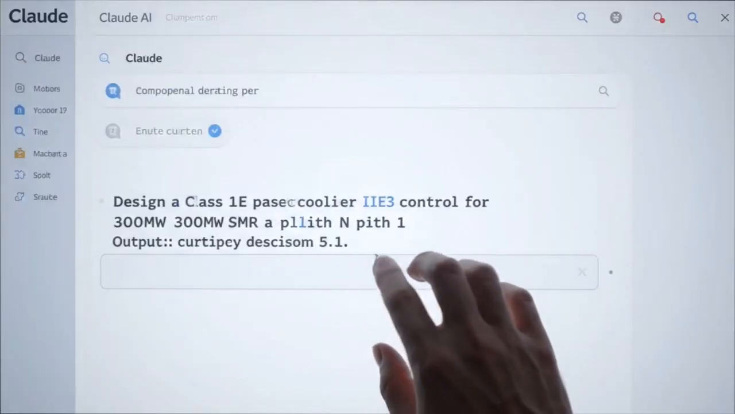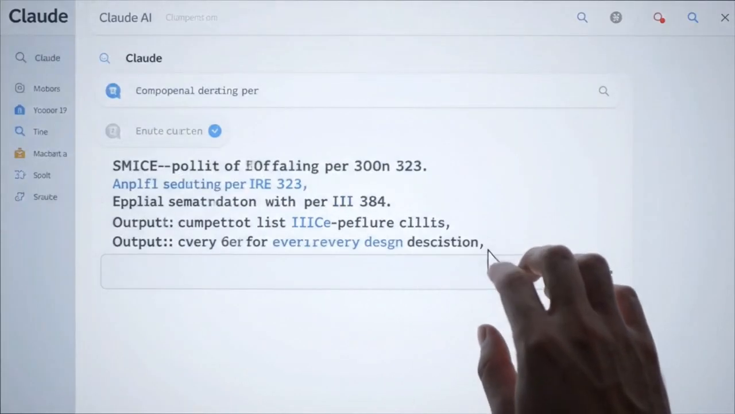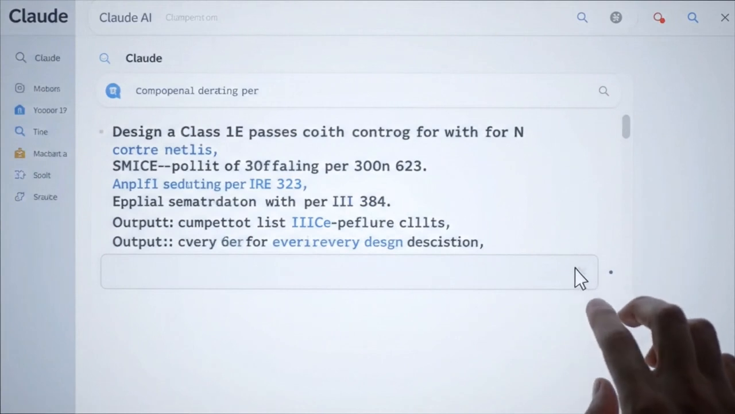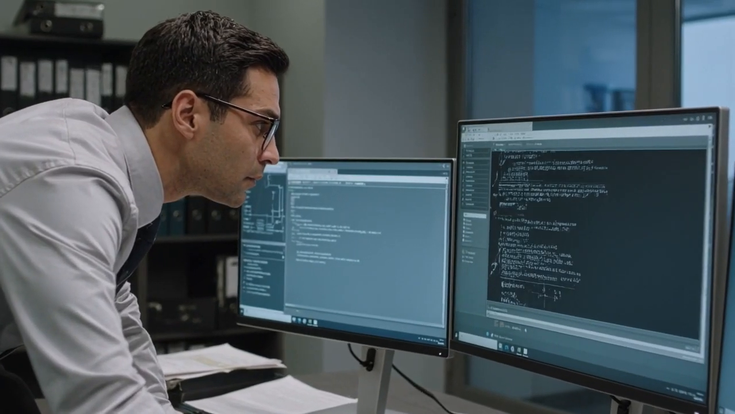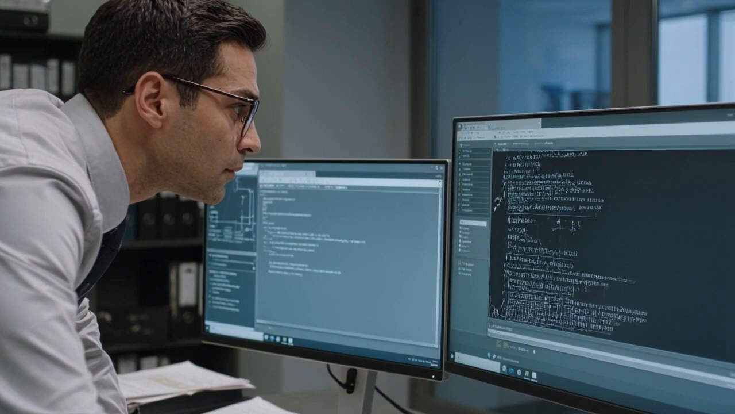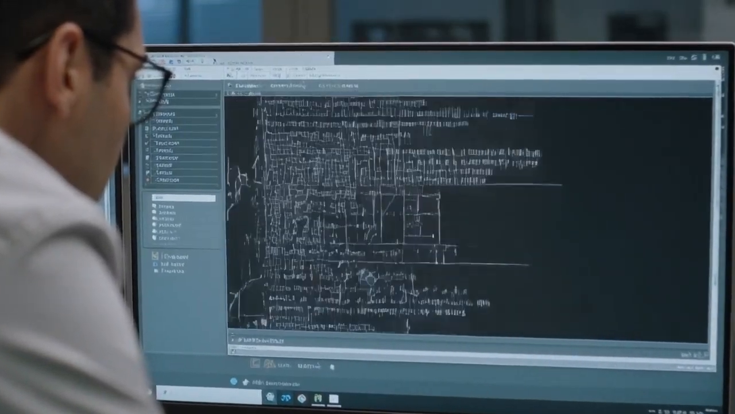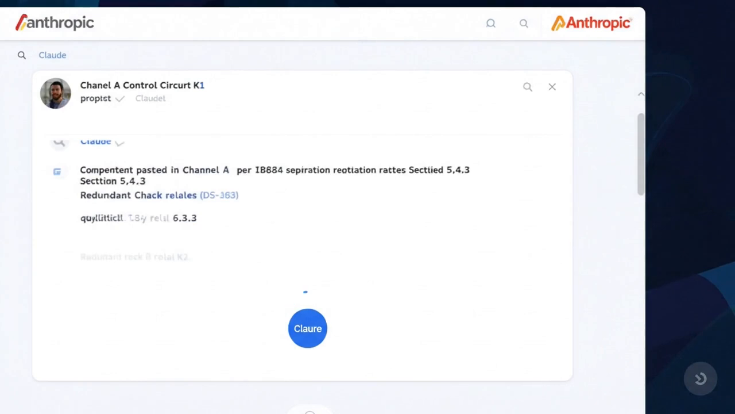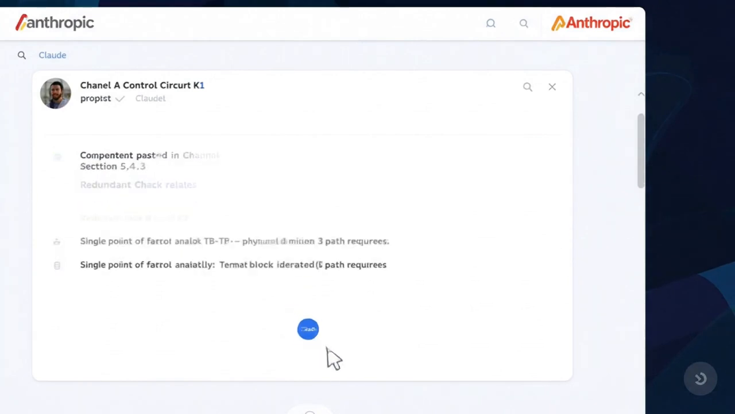Step 2. Write the engineering prompt. Not "design a circuit," but "design a Class 1E passive cooling control circuit for an SMR with N+1 redundancy per IEEE 603 Section 5.1. Identify all single points of failure. Generate a SPICE netlist. Cite the specific IEEE clause for every design decision."